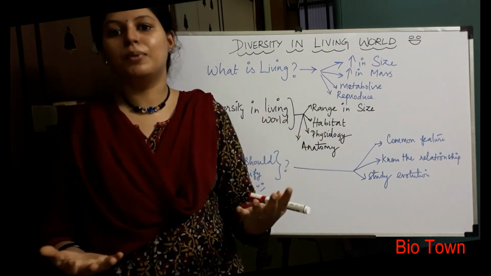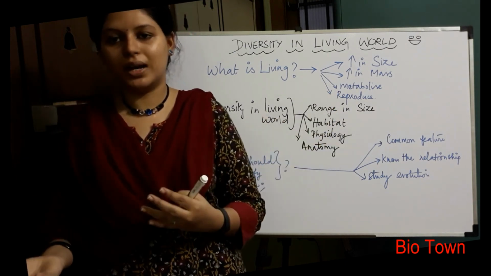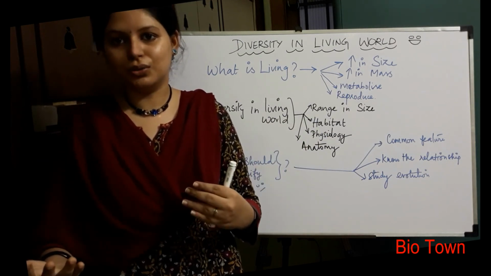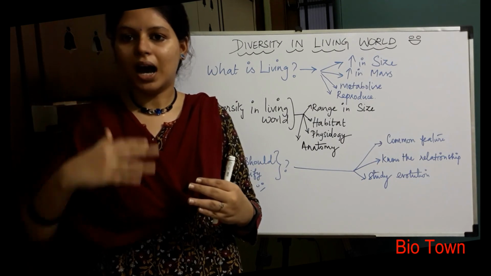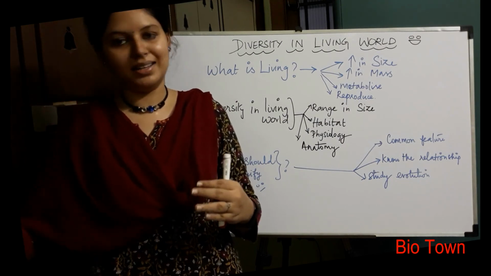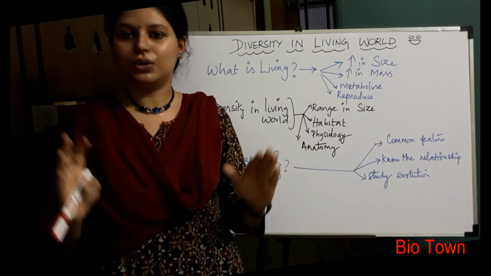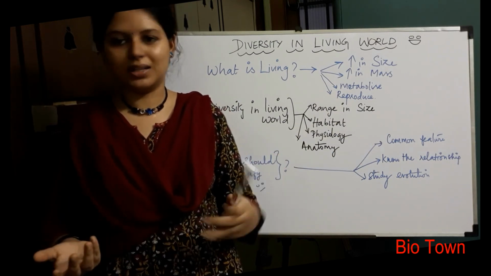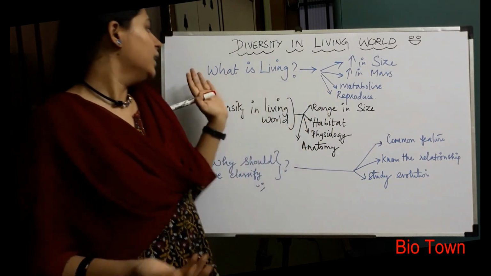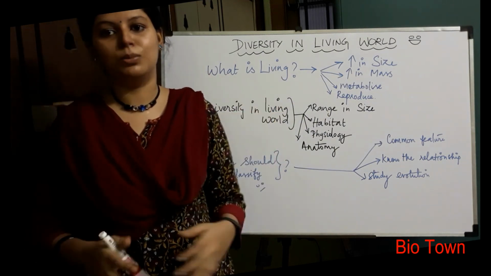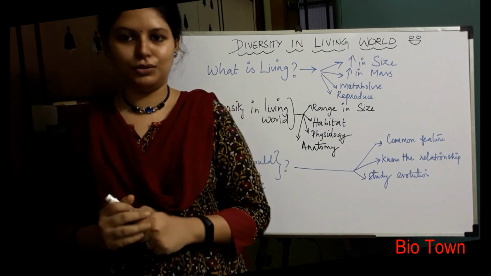Next is reproduce. We humans give birth to young ones, right? Same as animals, we reproduce. We carry forward our progeny, our generation. That's why we humans are considered living organisms. Isn't it simple? Very simple. So what is living? Anything which increases in size and mass, metabolizes and reproduces.